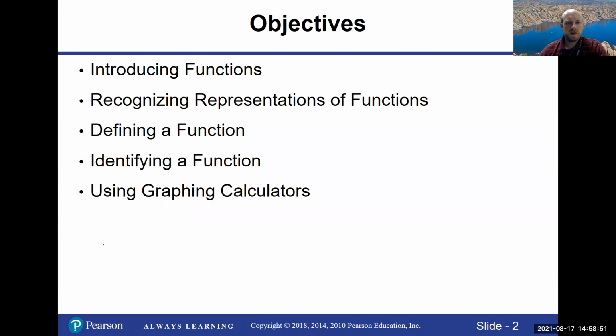Again, we're going to introduce functions, talk about different representations of them, how to define a function. We're going to talk about domain and range, identifying a function, and then a little bit on using our graphing calculators. Actually, today, I think I'm just going to use the graphing app Desmos instead of the graphing calculator, but we will get into graphing calculators later in this chapter.